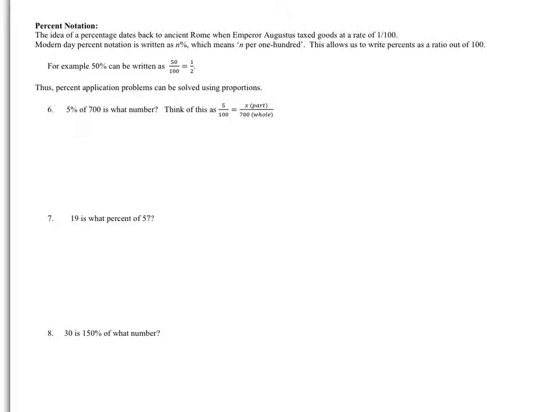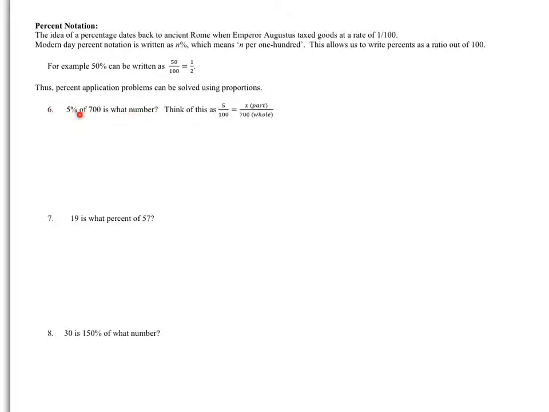This allows us to write percents as ratios. Any percent given to us is just a ratio out of 100. 50% is 50 out of 100, 50 over 100, or 1/2. And we can write these percent application problems and solve them using, of course, proportions, which we just looked at. So in number 6, we have 5% of 700 is what number?